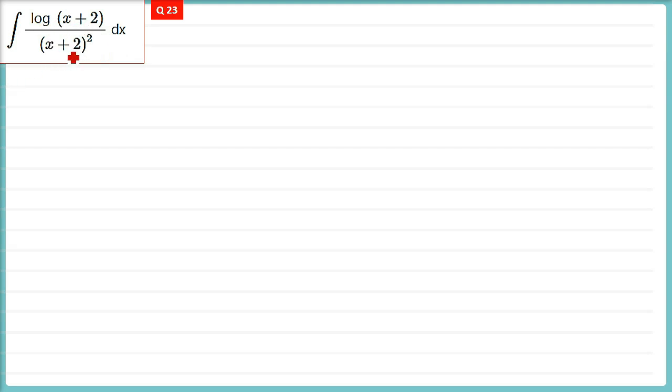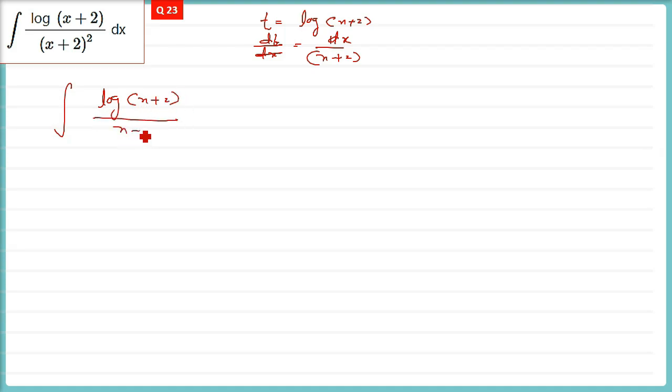We can take this x+2 as t, or we can take t equals log(x+2). What do we get? dt/dx will be 1/(x+2), the differentiation of this. So we can separate these terms to meet this assumption. We can write this as log(x+2) times 1/(x+2) times 1/(x+2), because it is a square. And dx is already there with us in the numerator.